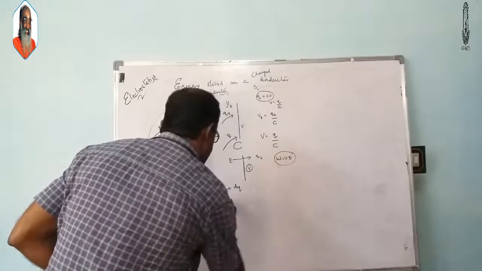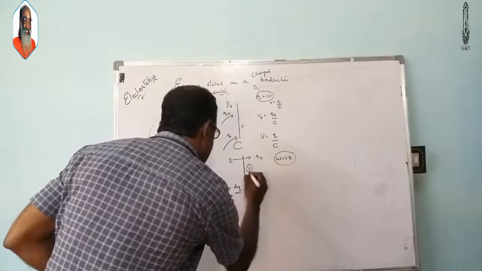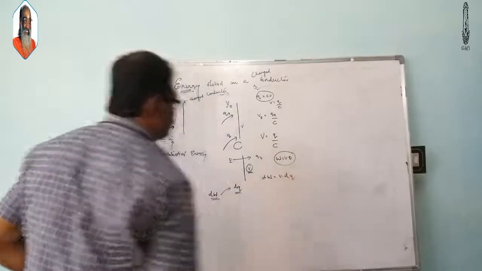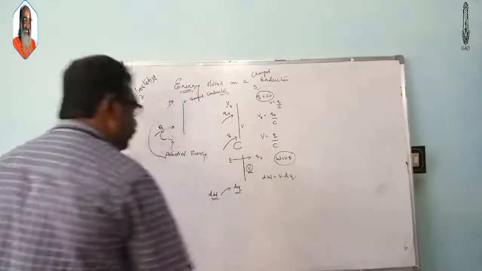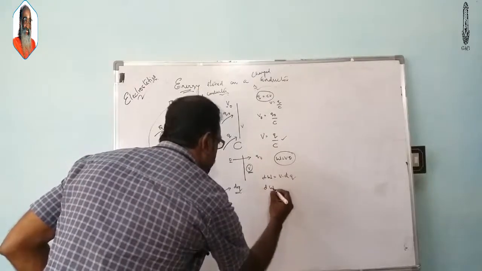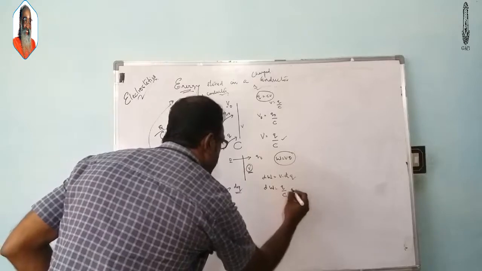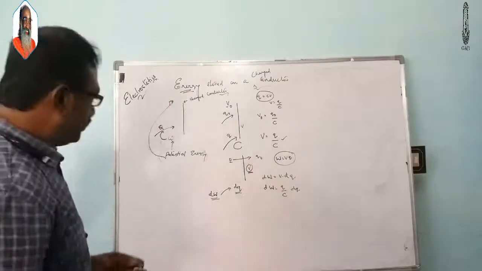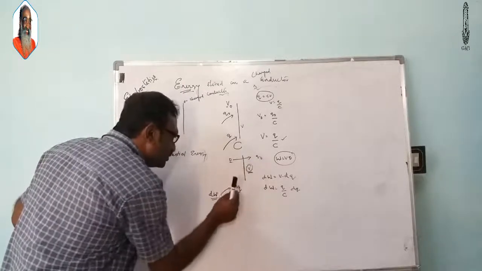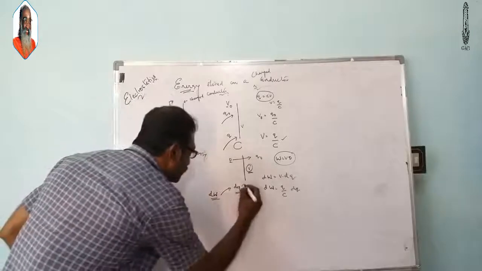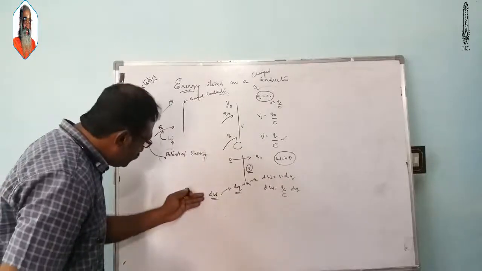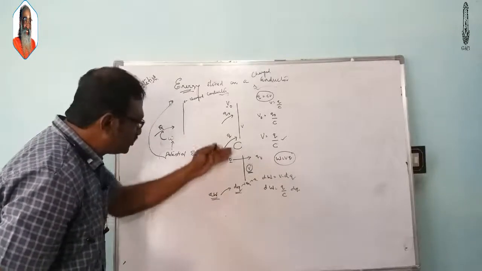Using this and applying it to this, dW is equal to V dQ. And already we know from this that V is equal to Q by C, so dW is equal to Q by C dQ. Now our aim is to give the charge from 0 to Q naught in small amounts, dQ, and again some more dQ and some more dQ, like that up to Q naught. That means we are just doing the work in small amounts, dW, small work, small work, small work.